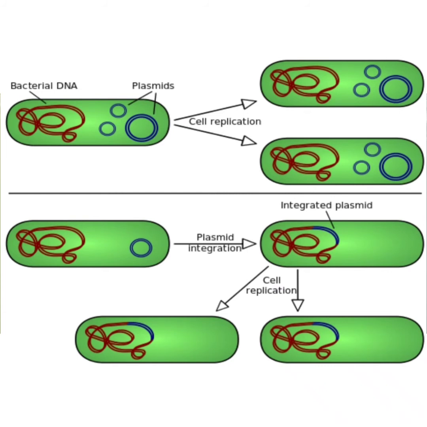Here you can see a bacterium with the bacterial DNA, and the plasmid undergoes replication. When it replicates, the bacterial chromosome also duplicates along with the plasmids. Two identical cells are formed. When a bacterial cell has the plasmid integrated into the nucleoid chromosome and undergoes replication, similar cells are formed with the plasmid-integrated bacterial chromosome.